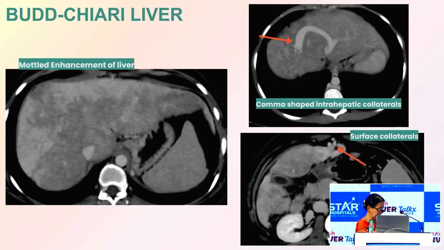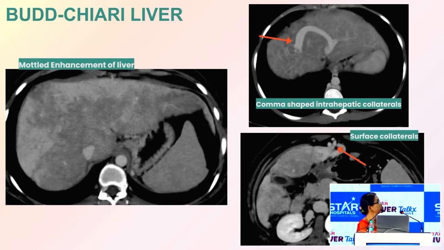Budd-Chiari liver. Now, Budd-Chiari, the thing is, sometimes patients will come to us as idiopathic CLD. You wouldn't know they have a Budd-Chiari, so it's always nice to look at hepatic veins. So first of all, do a good hepatic phase. You should be confident that the hepatic phase should have picked up the hepatic veins, and if we can't trace the hepatic veins, it could be a case of Budd-Chiari.